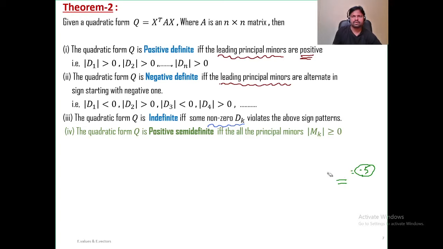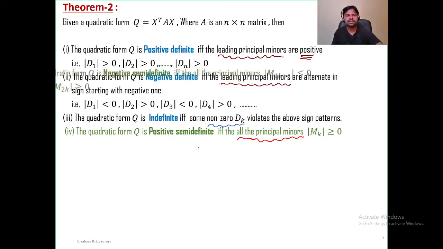Okay. Now look at the next statement. I have given a different color. That means so far we concluded by using leading principal minors. Now we have to conclude by using principal minors, just principal minors. Look here. All the principal minors, Mk I am denoting. If all are more than or equal to 0, that means at least one determinant should be 0, then such a quadratic form is positive semi-definite.